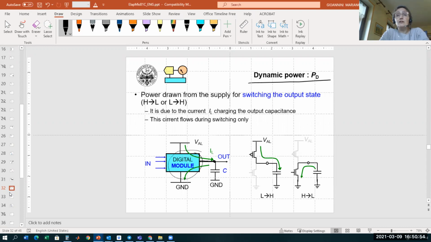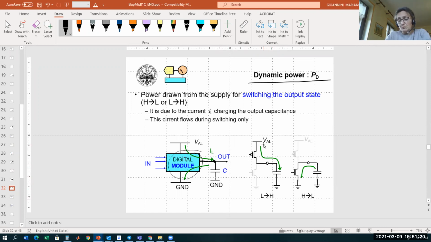Do we have a current flow? Yes, during the transient, we do have current flow because during the transient, we need to charge or discharge the capacitor. Let's assume, as shown in this figure, in this slide here, that we have a transient of this output from low to high state.